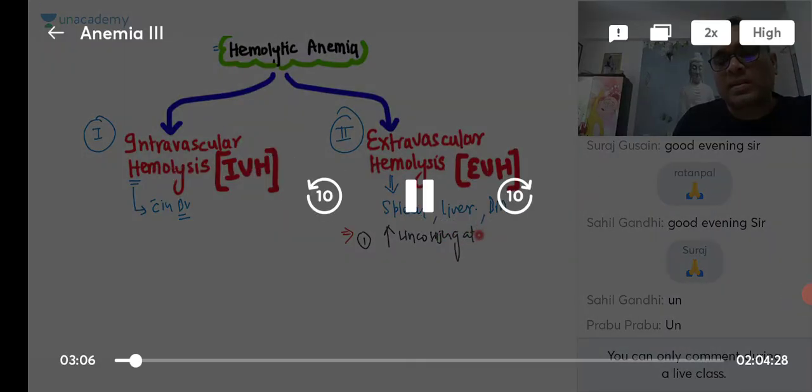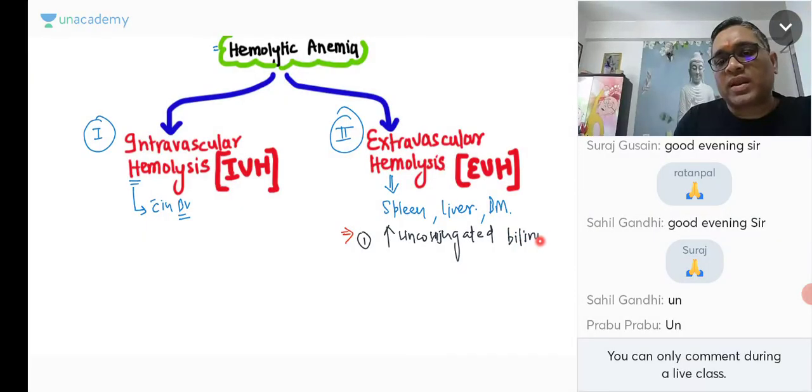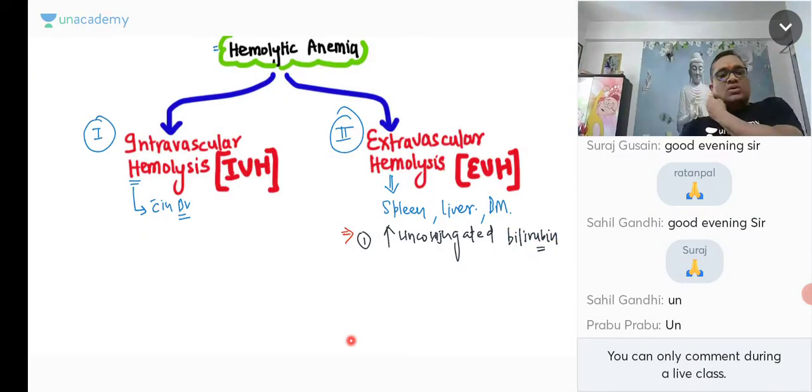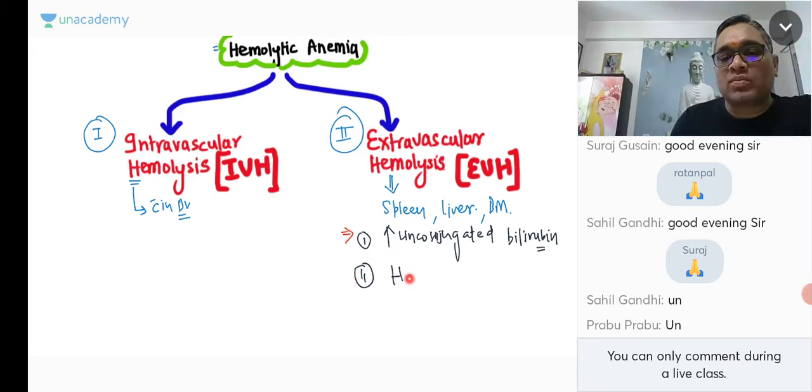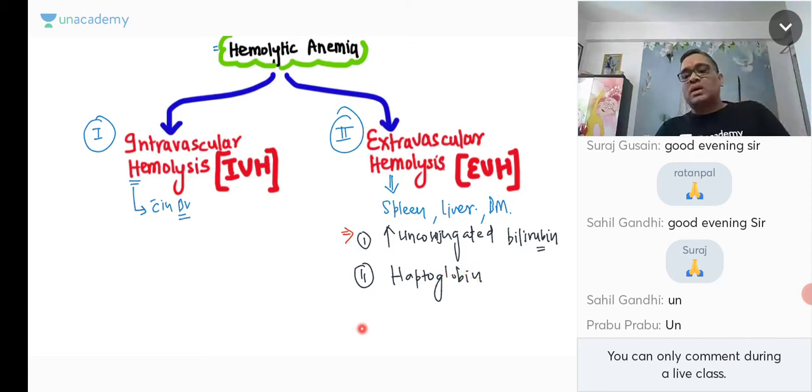Unconjugated bilirubin. Right, so there is an increased unconjugated bilirubin in this case. The second important thing I wanted to say is that haptoglobin is a protein synthesized by the liver. As you can see, the name itself is telling: haptoglobin. Haptoglobin is a protein which will combine with hemoglobin and then transport it for removal via the macrophage monocyte system. Right.